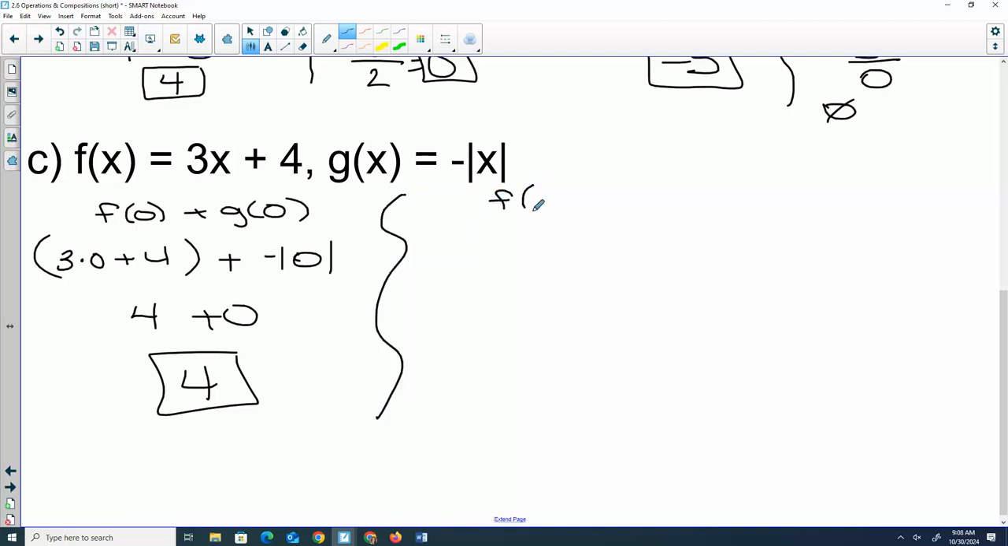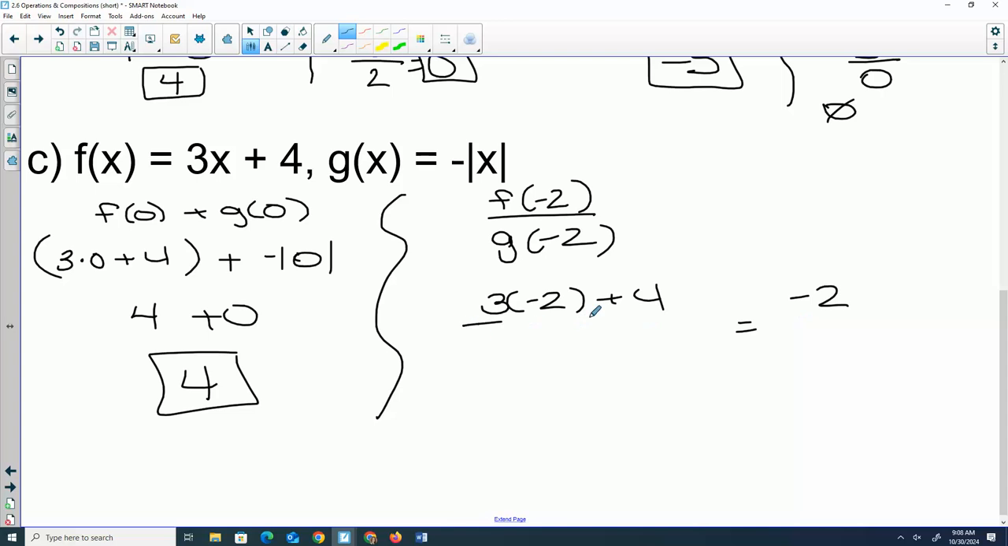The next one, f divided by g of negative 2 means put a negative 2 into f, put a negative 2 into g, and divide them. If I put negative 2 into f, we get negative 6 plus 4, negative 2. If I put it into g, I get the opposite of the absolute value of negative 2. The absolute value of negative 2 is 2. The opposite of that is negative 2. So negative 2 divided by negative 2 is 1. Alright. We did better that time. Do you guys feel like you could evaluate functions if I gave them to you like that?